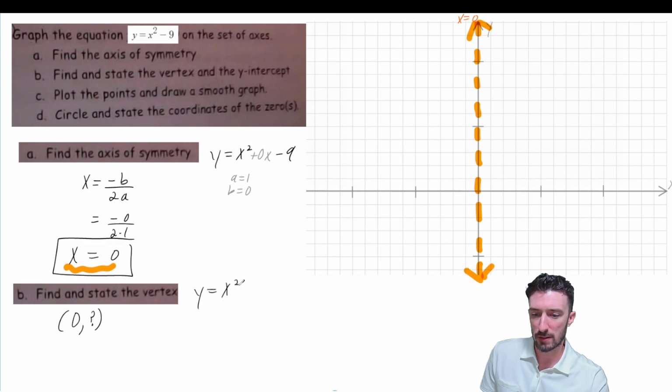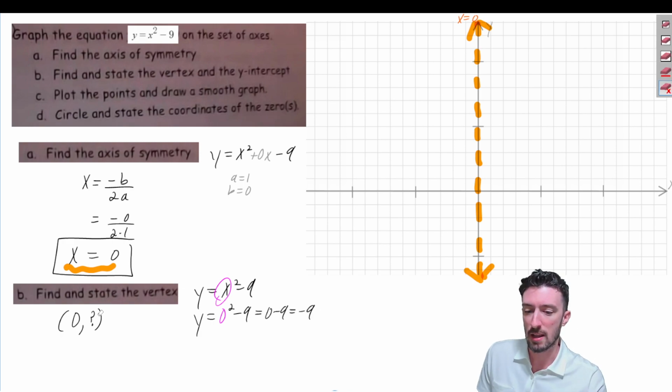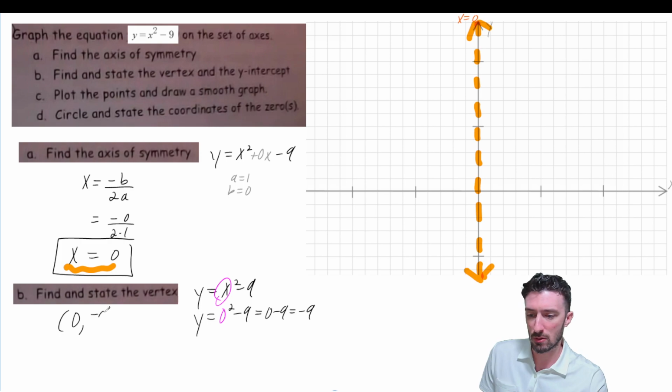So I'm just going to go back to that original equation, and I have to plug in a 0 where I see the x. So then I put 0 right there. And now it's 0 squared minus 9. And I'm pretty sure that's 0 minus 9, which is negative 9. So that tells us that the y coordinate of our vertex is negative 9. So this is the vertex.